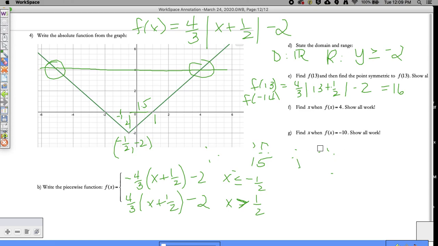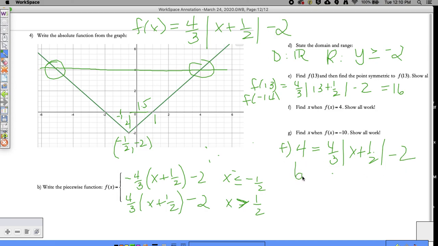By the way, as you're noticing, we're going to do this one when f of x is equal to 4. But what I want to show you is the next one when f of x equals 10 will be interesting. But let's do this one first. So we have 4 is equal to 4/3 absolute value of x plus 1/2 minus 2. So again, we're going to add 6 to both sides. Add 2 to both sides to get 6. I'm jumping the gun here. So I have 6 is equal to 4/3 times the absolute value of x plus 1/2.